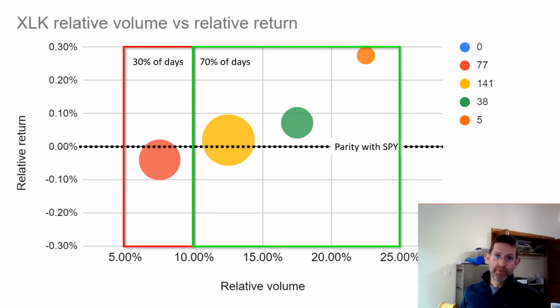So we can obviously repeat this calculation for other sector ETFs. So for example, here's XLK, the technology sector ETF. You can see here that it has the opposite trend as XLB. So when the relative volume is high, the relative return is positive on average, and vice versa.